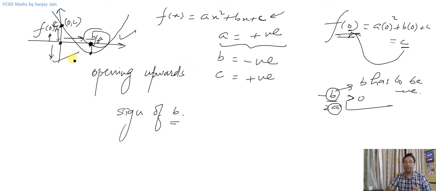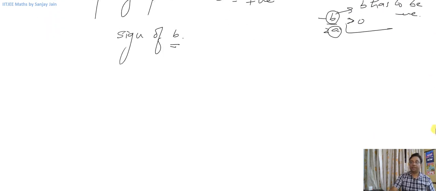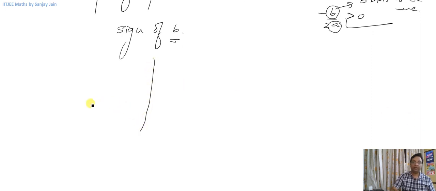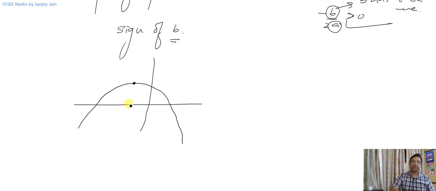This is how you can comment about the signs of a, b and c in the graphs of quadratic polynomials. Let us consider some other graphs. Let us consider a graph opening downwards in this case. This is the vertex, right? Now, what were the coordinates of the vertex? We know that the x coordinate is minus b by 2a and the y coordinate is minus d by 4a.